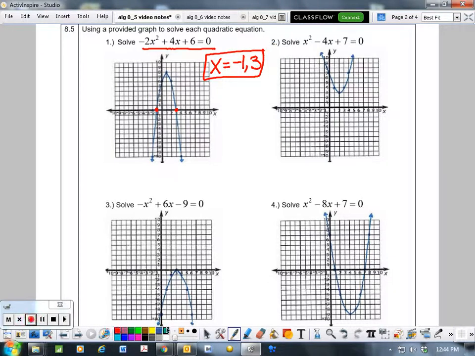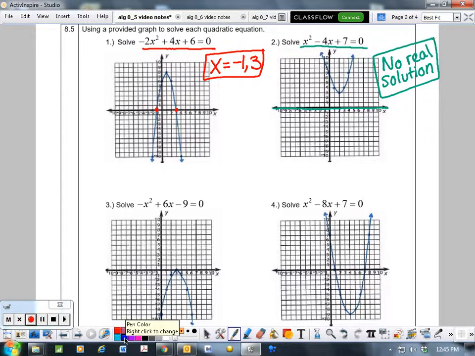On the next problem, we're going to solve x squared minus 4x plus 7 equals 0. And we're looking to see where it crosses our x-axis. It does not, so there is no solution. And this is technically no real solution, because as we get into higher levels of math, we're going to see that there are actually imaginary solutions to these answers. But at this point in time, we have not talked about imaginary numbers and how that fits into things. So we just have no real solution.